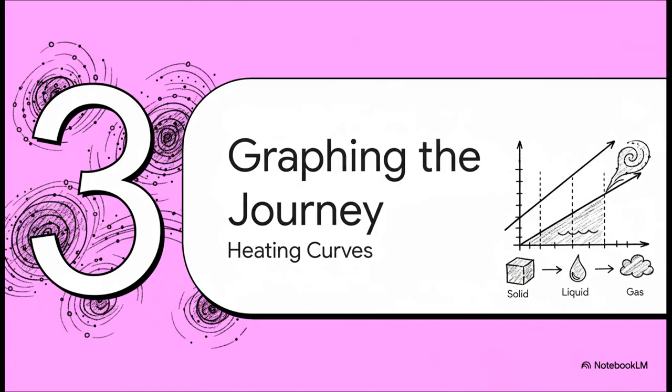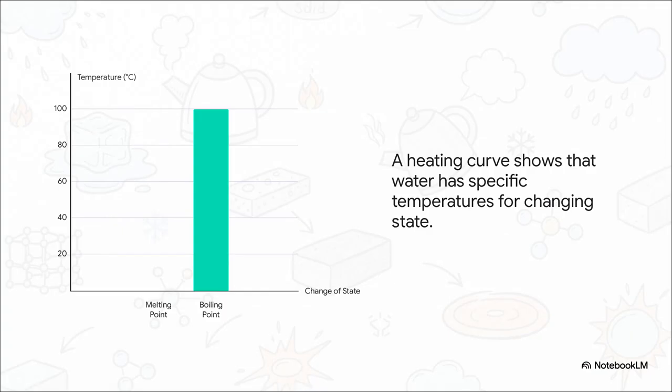So we've seen the particle story, but how can we visualize this whole journey from solid to gas? Well, scientists use something called a heating curve, which is basically a map of what happens to the temperature as we add more and more energy. It's like a visual diary of a substance changing state. Let's take a look at a classic heating curve for water. On the side, we've got temperature, and along the bottom, we've got the energy we're adding. This thing tells a really fascinating story.